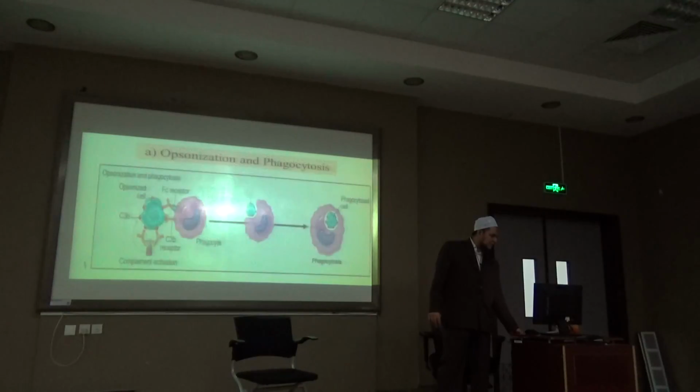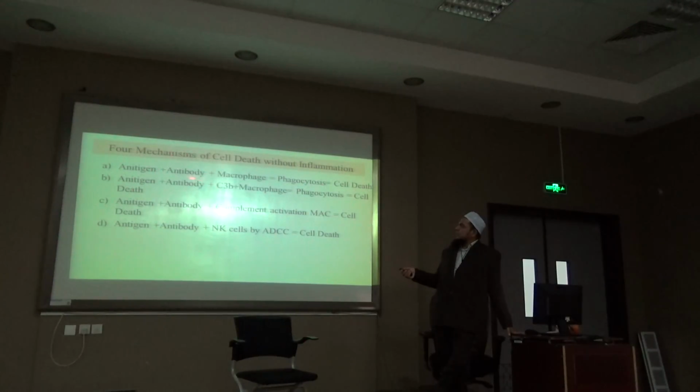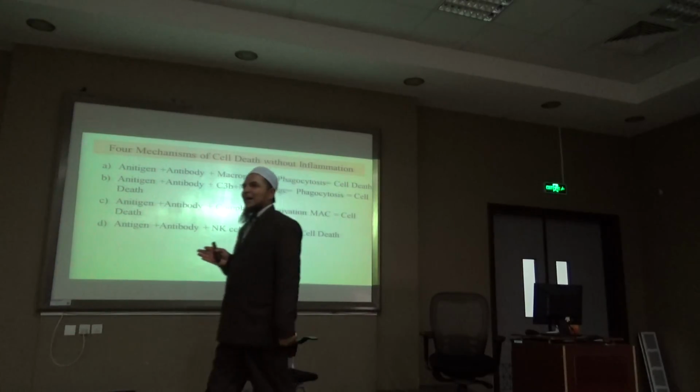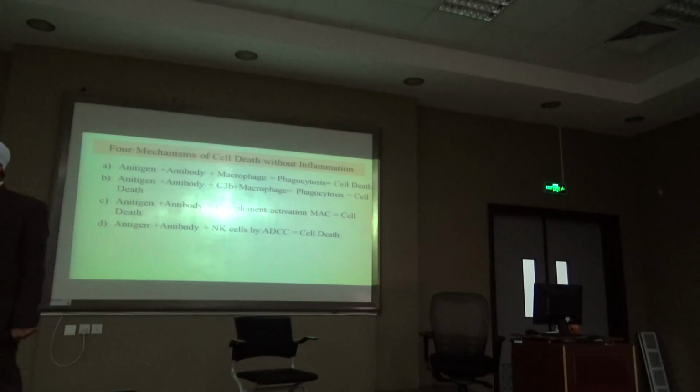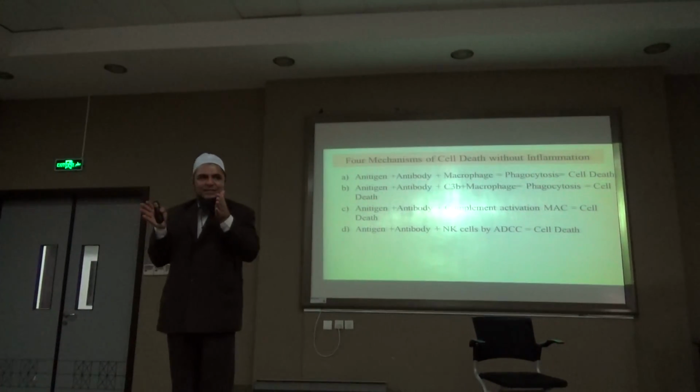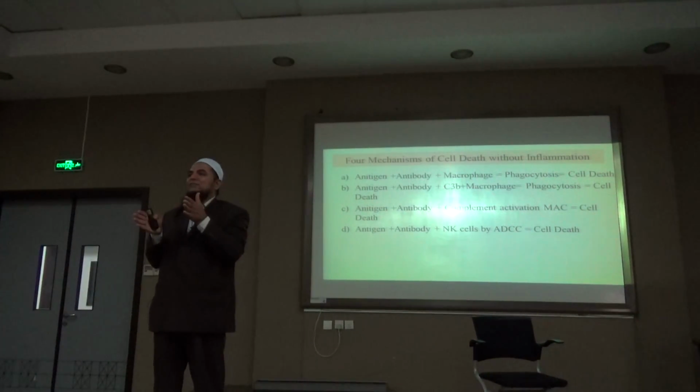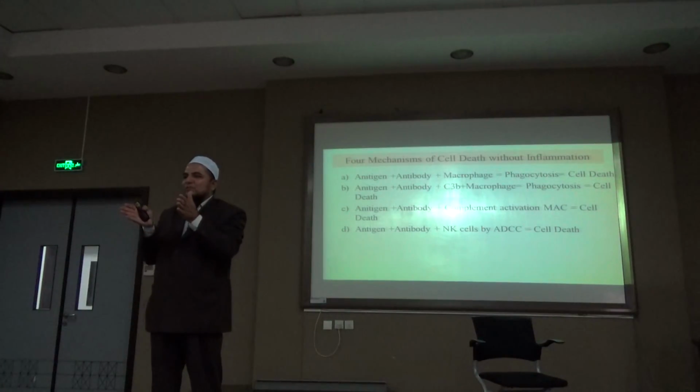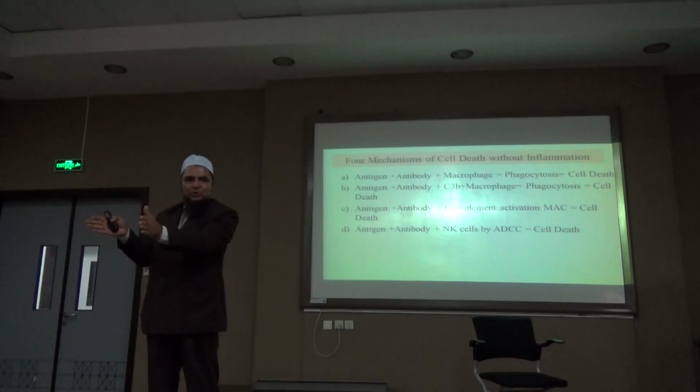So here, for example, if you see here, antigen, antibody, macrophage. Antigen, antibody, C3b, opsonization, and macrophage and phagocytosis. So two mechanisms of the phagocytosis, one with the antibody directly, another with the complement. So step number one, cell death by phagocytosis, or removal of the cell by phagocytosis directly with the antigen antibody complex or involvement of the C3b, which is the complement component. Clear?